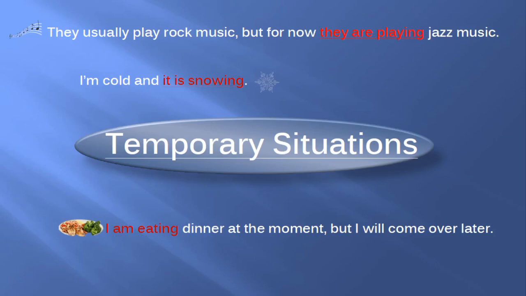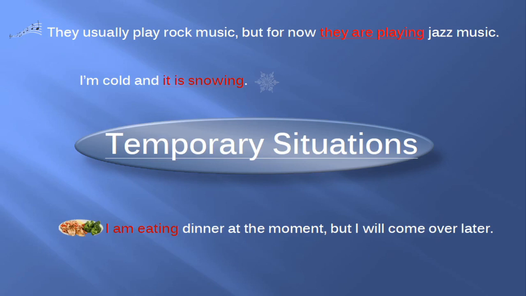Temporary situations. These are situations that will not be the same in the future. So let's take a look at these sentences. They usually play rock music, but for now they are playing jazz music. They mainly play rock music. They might be at a club or at a concert, but for now they are playing jazz music. Something might have happened where they had to change music.